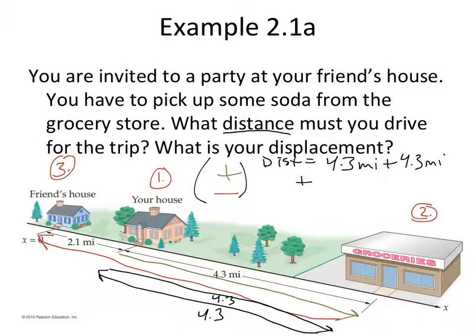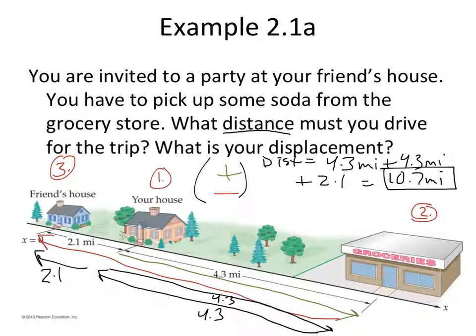plus another 2.1 miles, right? 4.3 plus 4.3 is, what's that, 8.6 plus 2.1, it's 10.7. 10.7 miles you have to walk to go from your house to the grocery store to your friend's house. All right? That's kind of a pain.